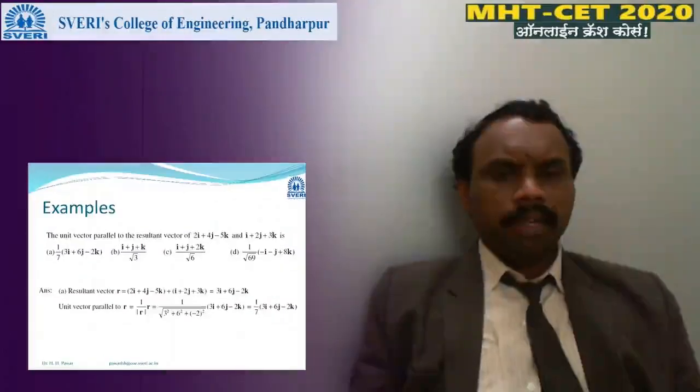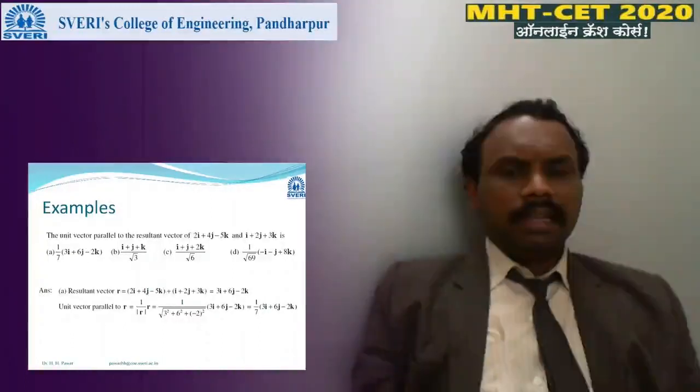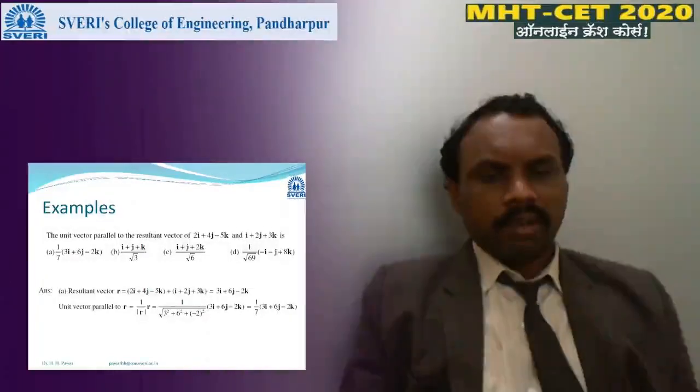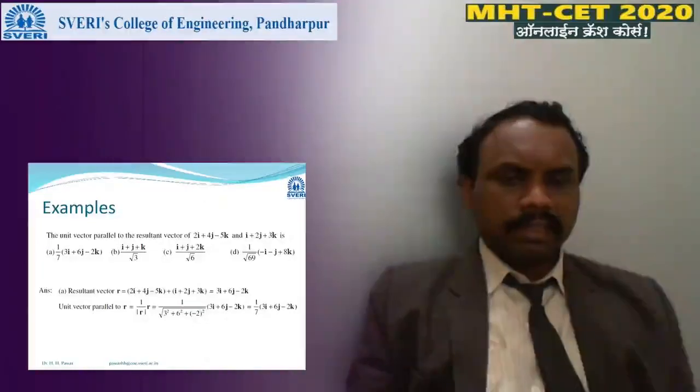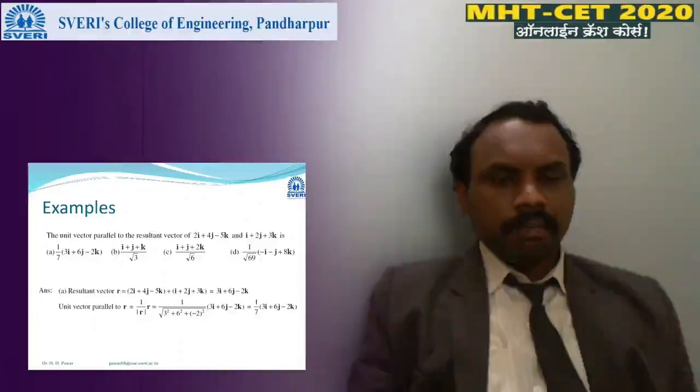Let's see the next example. The unit vector parallel to the resultant vector of 2i plus 4j minus 5k and i plus 2j plus 3k is. Here note that the resultant vector of two vectors is obtained by taking the addition of the two vectors. So resultant vector R is obtained by adding 2i plus 4j minus 5k and i plus 2j plus 3k, which gives us 3i plus 6j minus 2k.